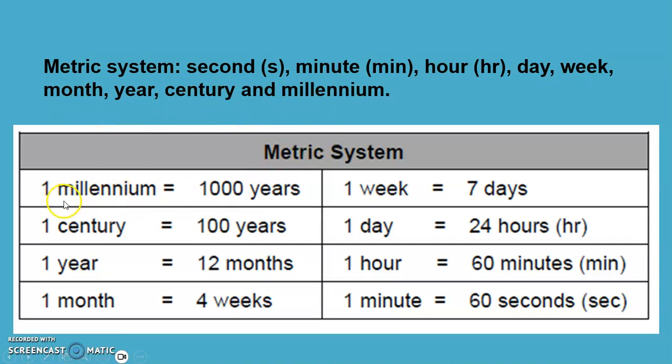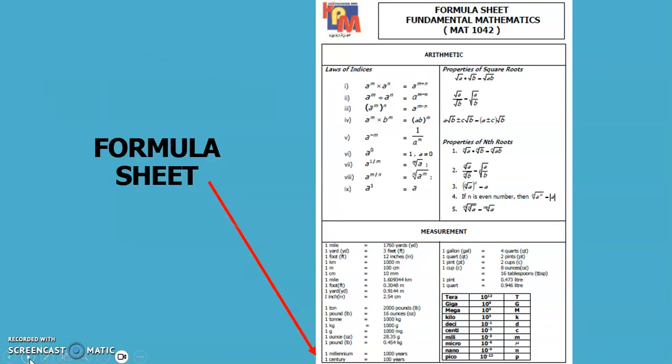In the metric system, 1 millennium is equivalent to 1000 years, 1 century is equivalent to 100 years, 1 year is equivalent to 12 months, 1 month is equivalent to 4 weeks. And 1 week, you know, is 7 days, and 1 day is 24 hours. Everyone knows this. 1 hour is 60 minutes, and 1 minute is equivalent to 60 seconds. Okay, so this is common sense. And again, some of the conversions are written in the formula sheet. These two, 1 millennium equivalent to 1000 years and 1 century equivalent to 100 years, are given in the formula sheet, but the rest you have to memorize.